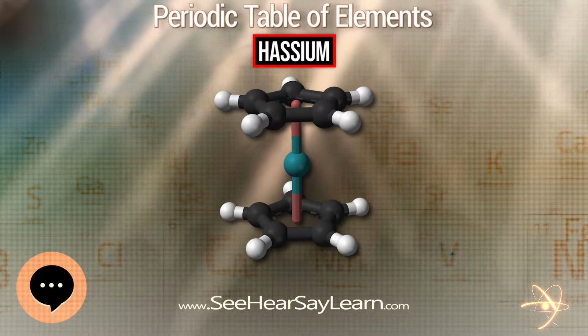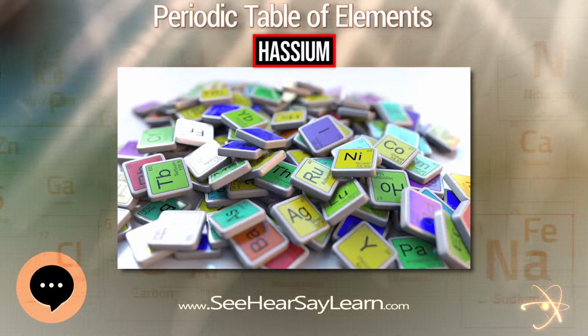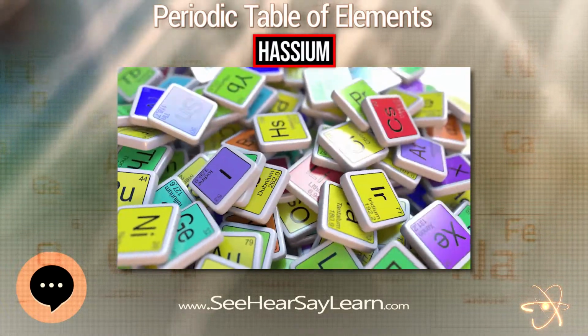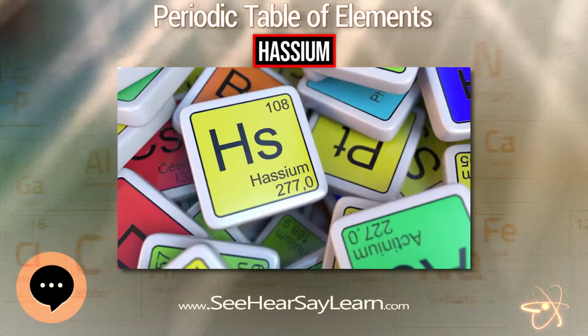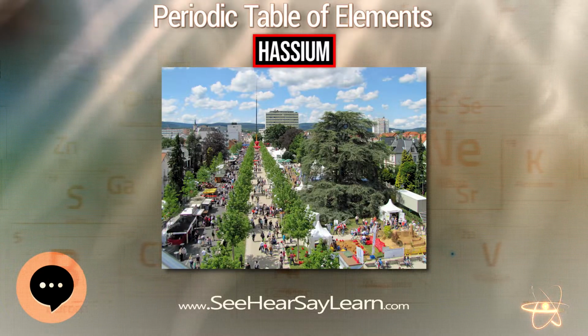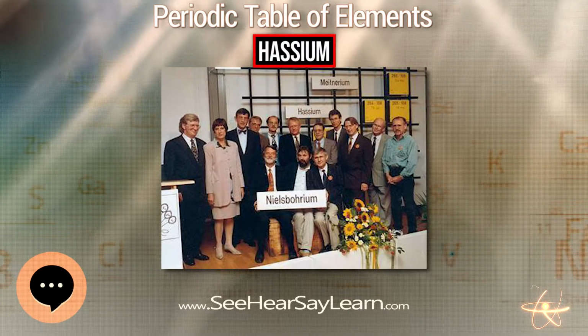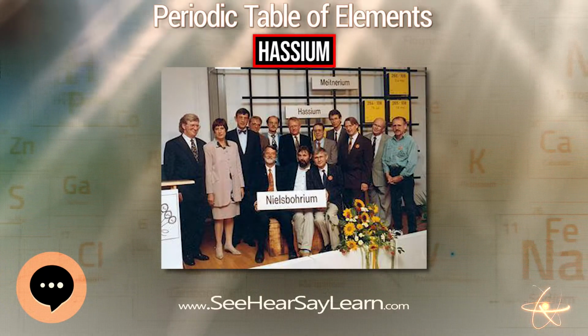That same year, another team at JINR investigated the possibility of synthesis of element 108 in reactions between lead and iron. They were uncertain in interpreting result data as well, openly suggesting a possibility that element 108 had not been created. New experiments were performed in 1983.